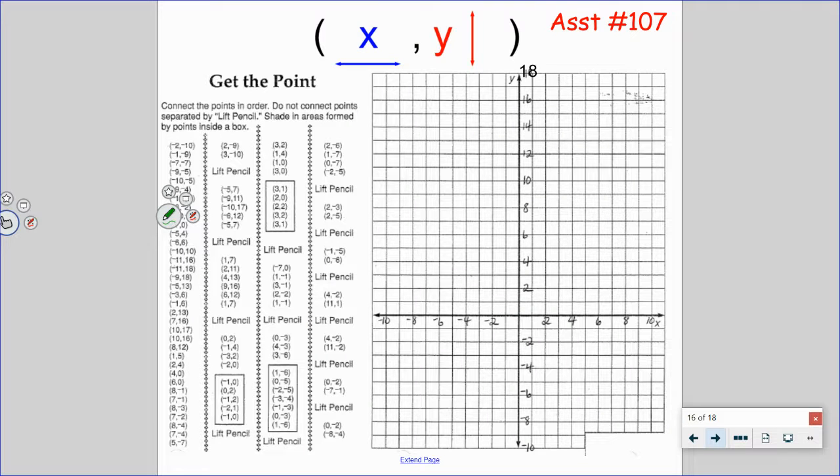So that's what we have, ladies and gents. This is not assignment number 107, but this is what the Bugs Bunny thing is going to be. I think I just gave you a hint. Darn it.